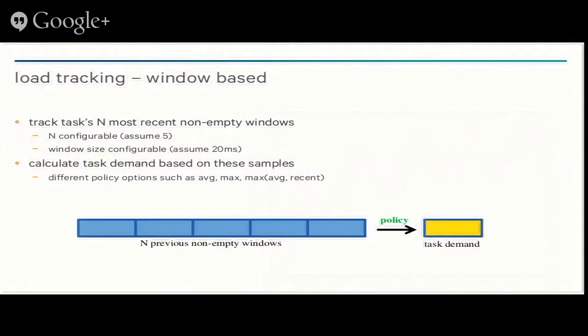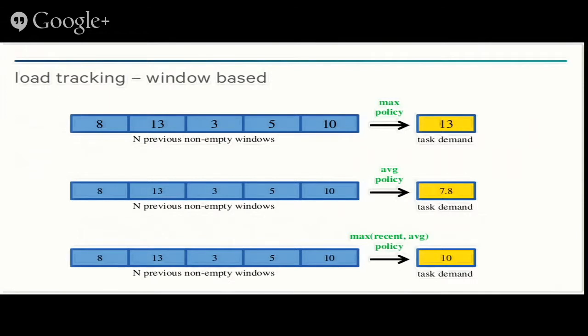Then we calculate the demand based on these samples, and you have some flexibility in the policy you use to calculate that demand. We support a few different things, such as averaging the window samples, taking the max, or taking the max of the most recent sample and the average. I have some examples of the numbers that you would get.